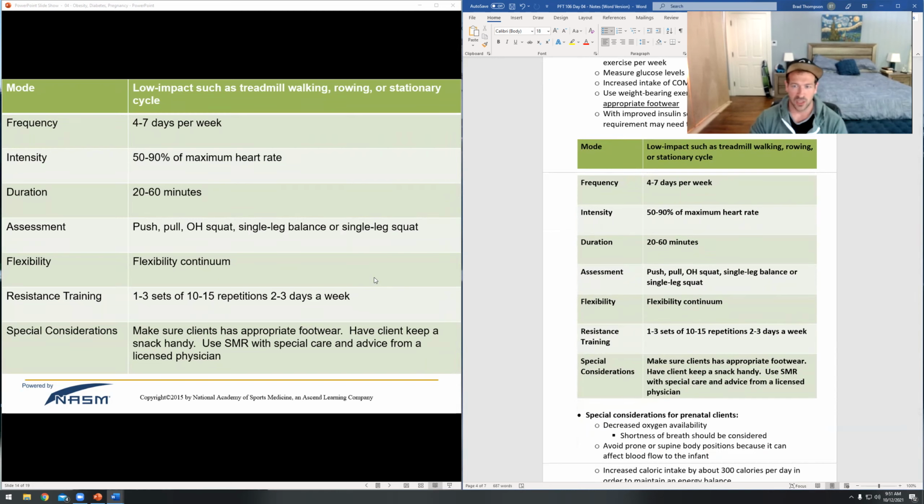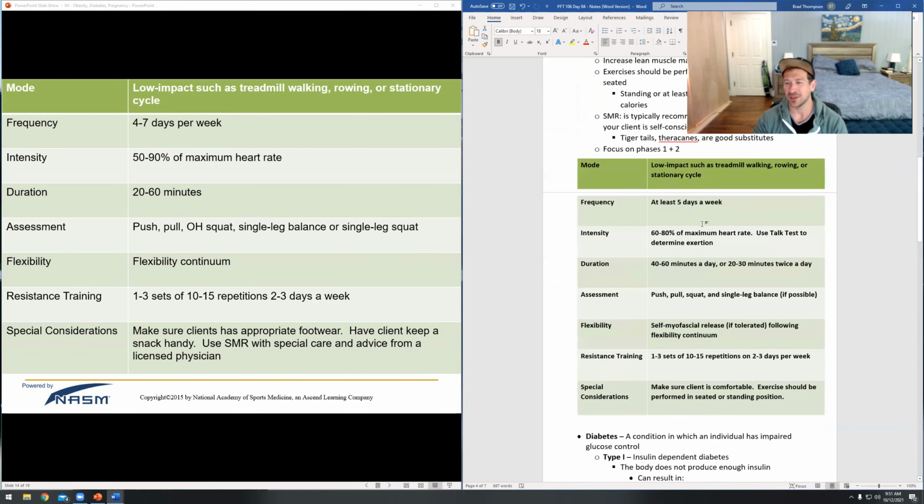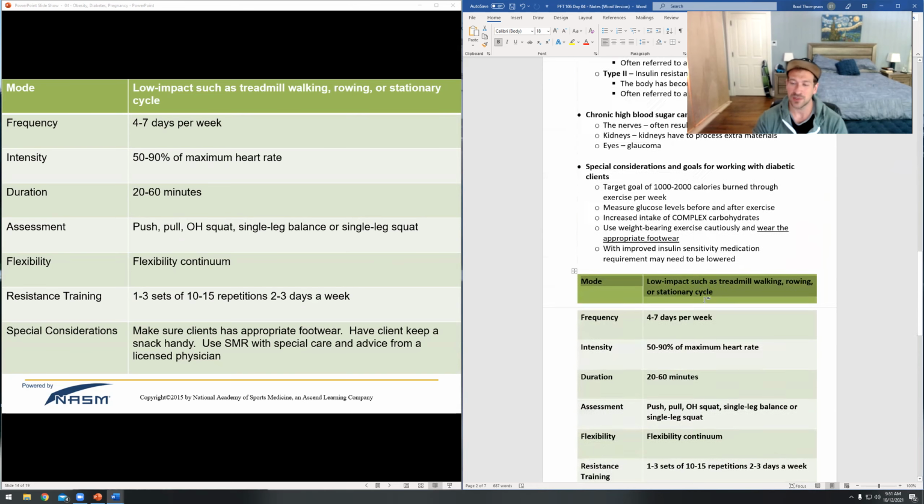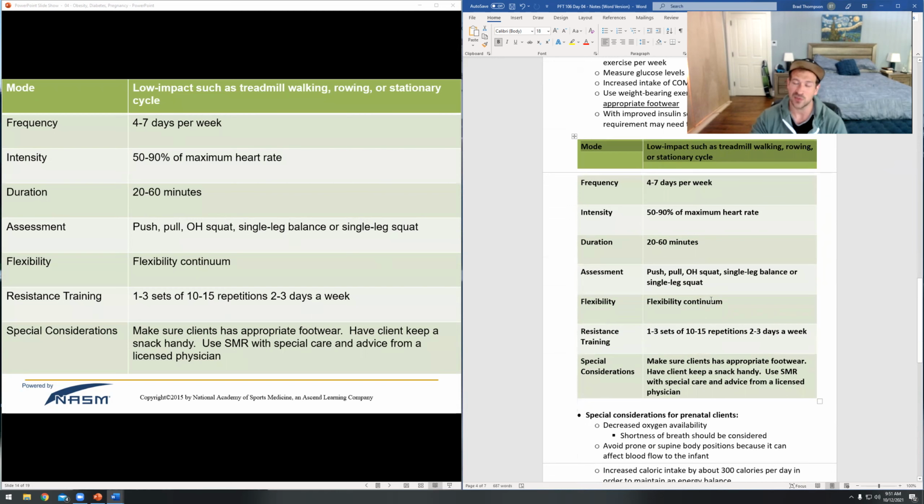Okay, so general tips and tricks, general rules for diabetic clients. Again, low impact exercise such as treadmill walking, rowing, or stationary cycling. That looks the same, right? It is very similar for our obese clients. Frequency was at least 5 days a week for obese clients. Well, it's 4 to 7 days per week for clients with diabetes. We're just giving that a little bit of a range in case they have high blood sugar days and low blood sugar days. We can drop that frequency down to 4, but as they start to get better at it, we can take that frequency up to even 7 days per week where we're encouraging them to exercise regularly.